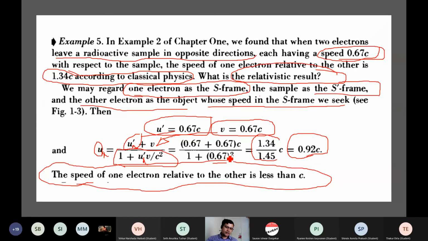So 0.8 squared means 0.64. So 1.64 you have over here. And over here 0.8, 1.6. 1.6 divided by 1.64, how much value does it come to? Just 1.8 divided by 1.6. Correct, no?